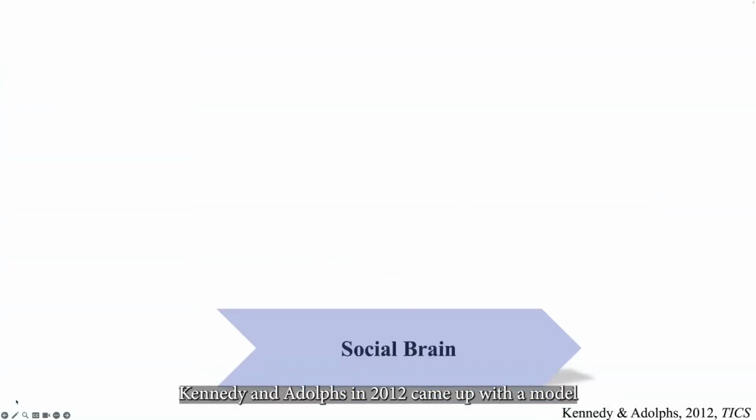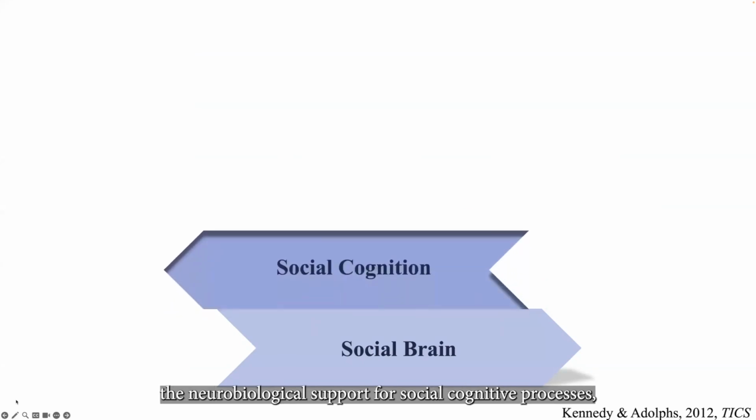Kennedy and Adolphs in 2012 came up with a model for thinking about how all of this is structured and interrelated. So this social brain may be the network that provides the neurobiological support for social cognitive processes, which again are the cognitive abilities that are specific to thinking about the social world. And these can be things like theory of mind or affect or emotion recognition.